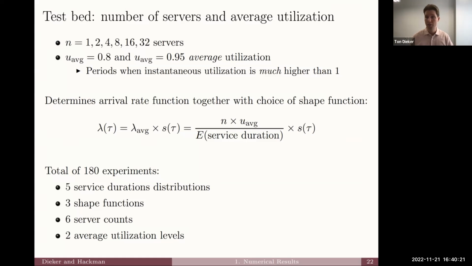And because of the high arrival rate temporarily, this means that the instantaneous utilization is much, much higher than 1 in some periods of time. So if you put all this together, then the formula for the arrival rate function is shown here in the middle of this slide. And this leads to 180 experiments in our test bed.